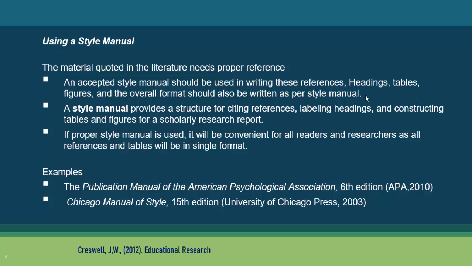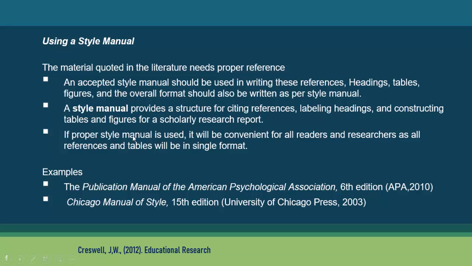We use a style manual because this helps readers to understand, to read, and to get ideas from the literature in an easy way. A style manual provides a structure for citing references. If you use a proper style manual, then you will cite the references in a common, proper format. The headings will be in the same format, and the tables and all the figures will be in the same format.